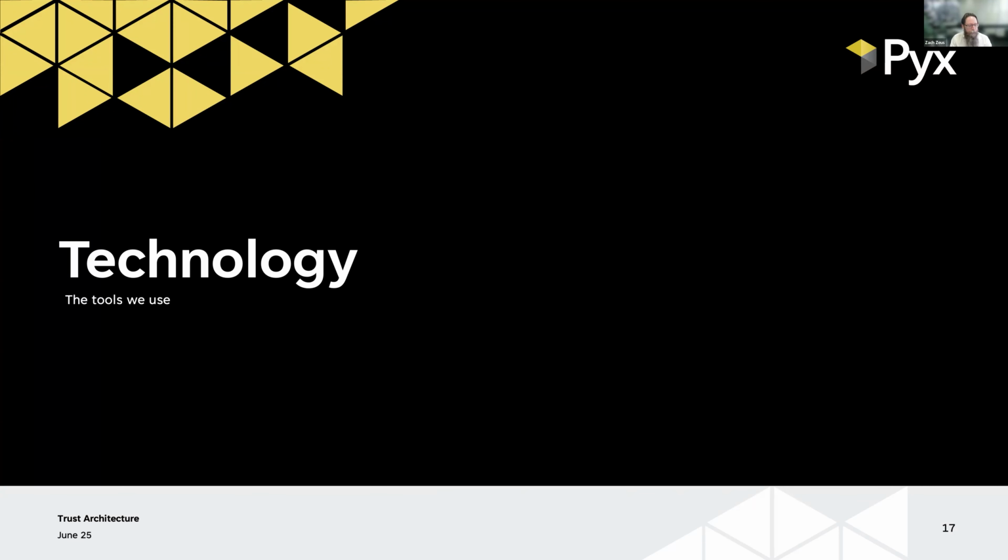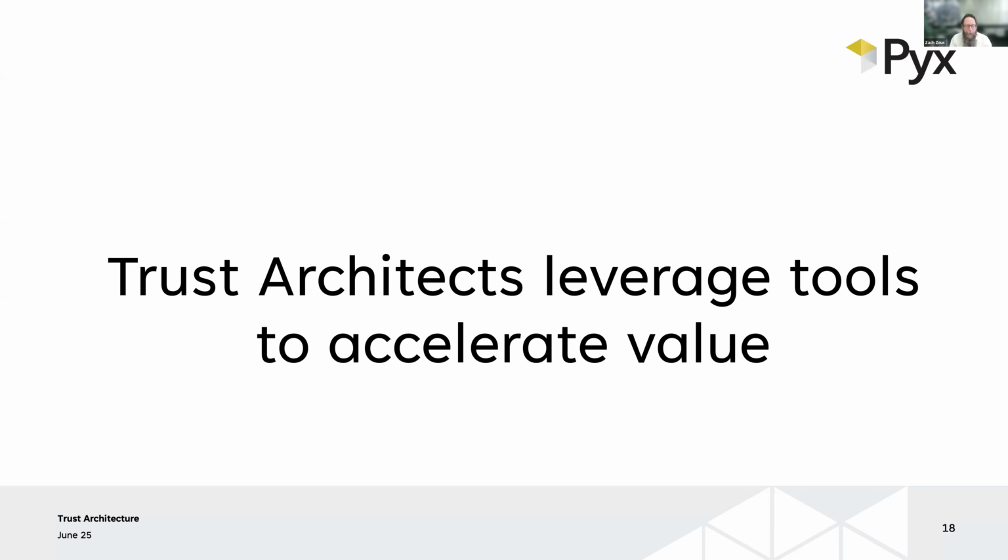Technology, the tools we use. So how do we get there? One of the things that we often focus on is a technology-first approach. And what we think trust architects should do is really focus on how we leverage tools to accelerate value, rather than a tools-first approach, right? So it's a business and policy focus first, and tools second.